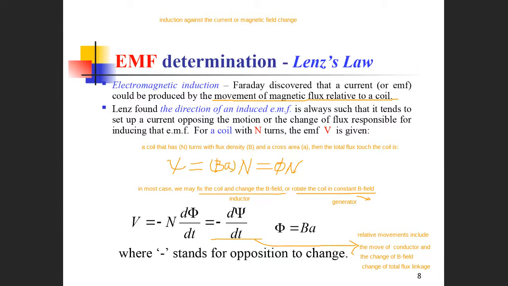So if you have no change, nothing to do. If you try to increase, I try to block your increase. If you try to decrease, I try to block your decrease. So the current and the voltage have different changing speeds, different changing phases. That's the phase.